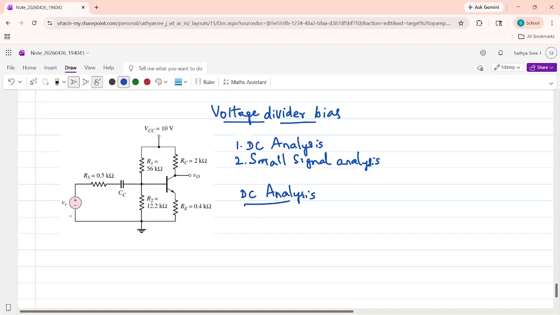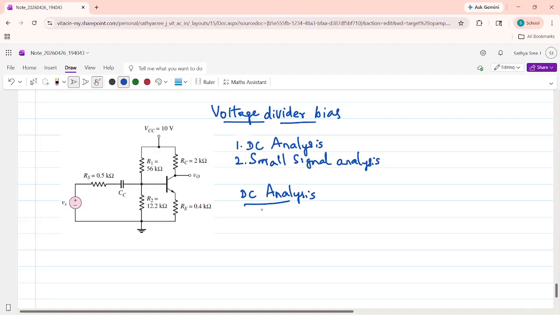For the voltage divider bias circuit, you can see there are two resistors, R1 and R2. When comparing it to the fixed bias circuit, it has one resistor, RB, that is connected to the base. In voltage divider bias, there are two resistors, R1 and R2.